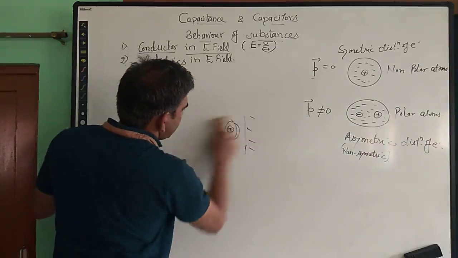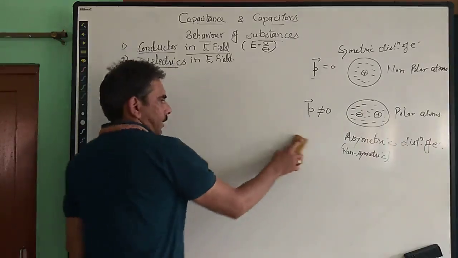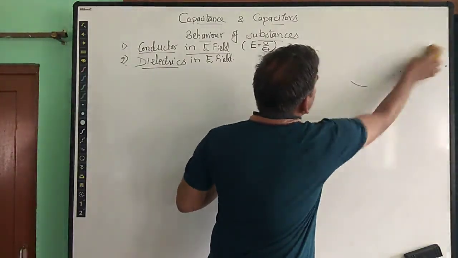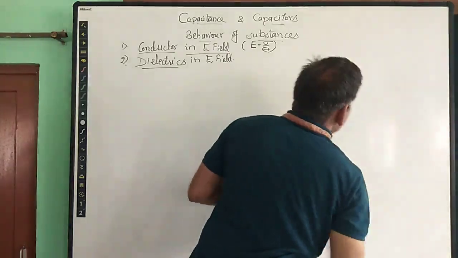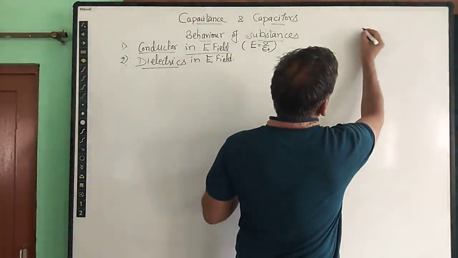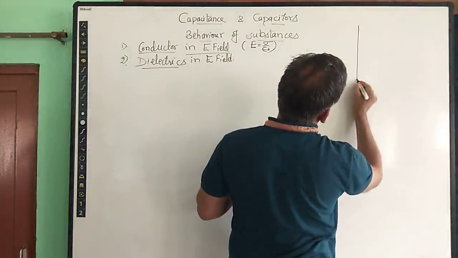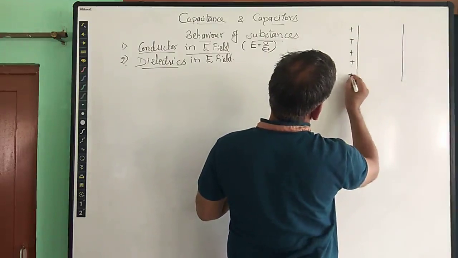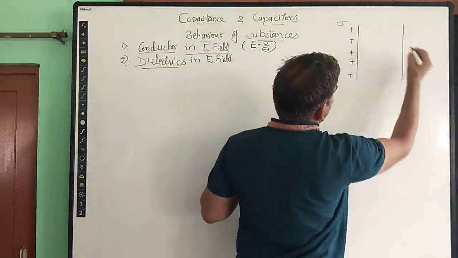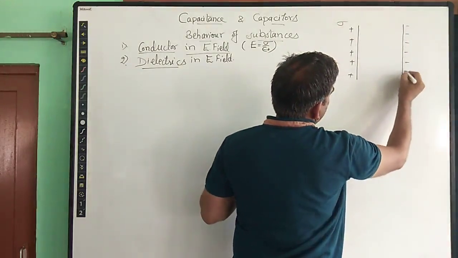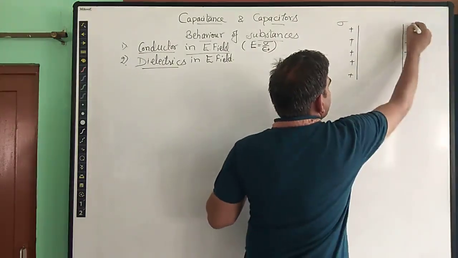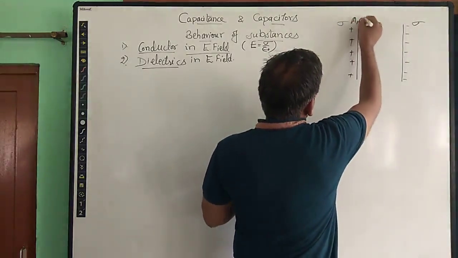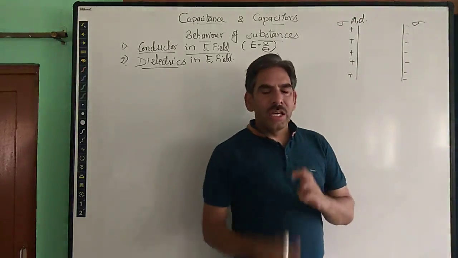For that we are considering only the non-polar dielectrics, because polar ones are already separated. So here is the situation. Here comes one plate which is positively charged, carrying some surface charge density sigma, for example, and the other one equally charged by negative charges carrying the same surface charge density sigma. Each plate has area A and the separation between the plates is D.